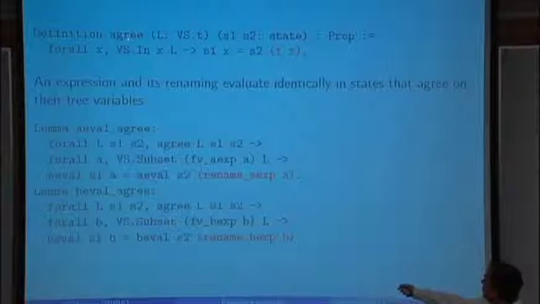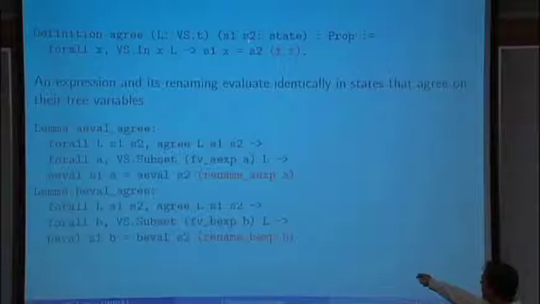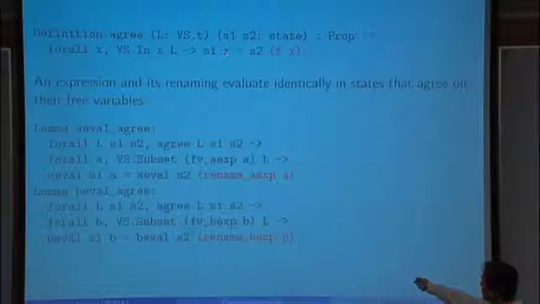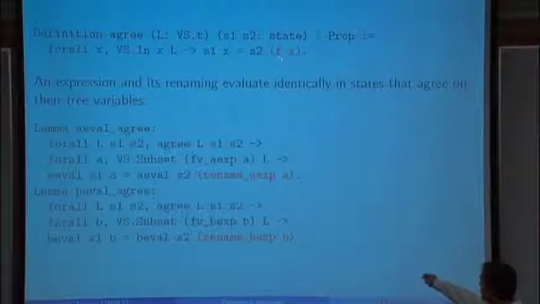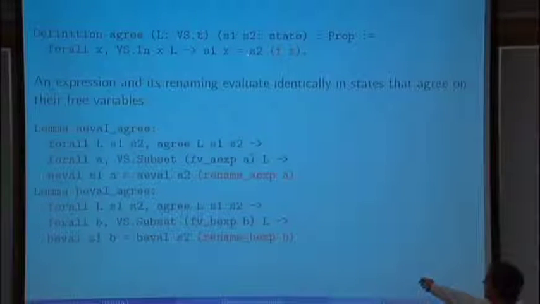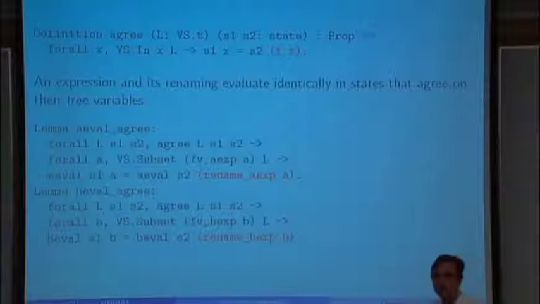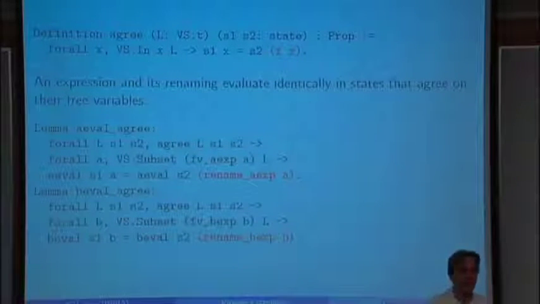So we are going to refine, or revisit, the agreement notion we had. S1 is a state of the original program, S2 is a state of the transformed program. The original program talks about the variable x, the transformed program about the variable f of x, and we are asking that S1 of x is equal to S2 of f of x, but only for live variables. Okay, as you remember, we don't care about the values of dead variables anyway.